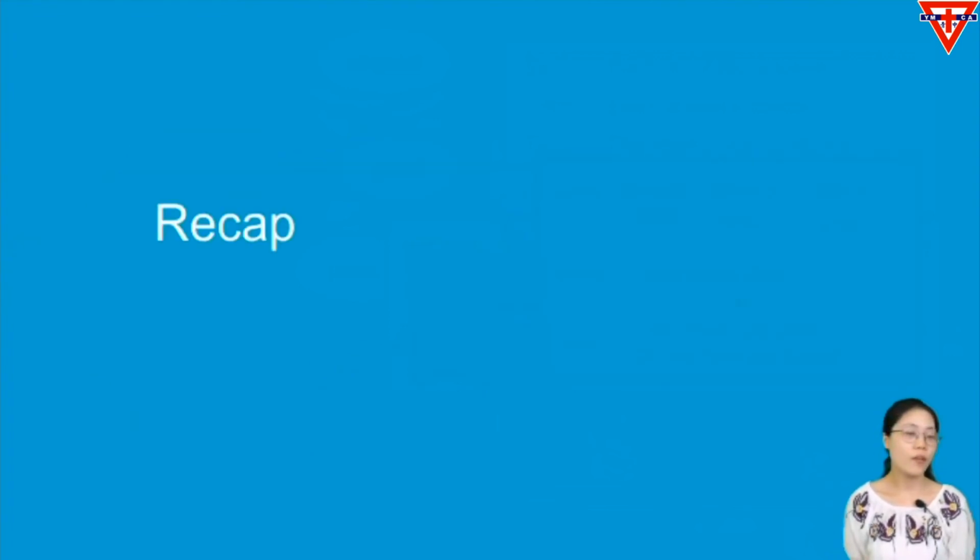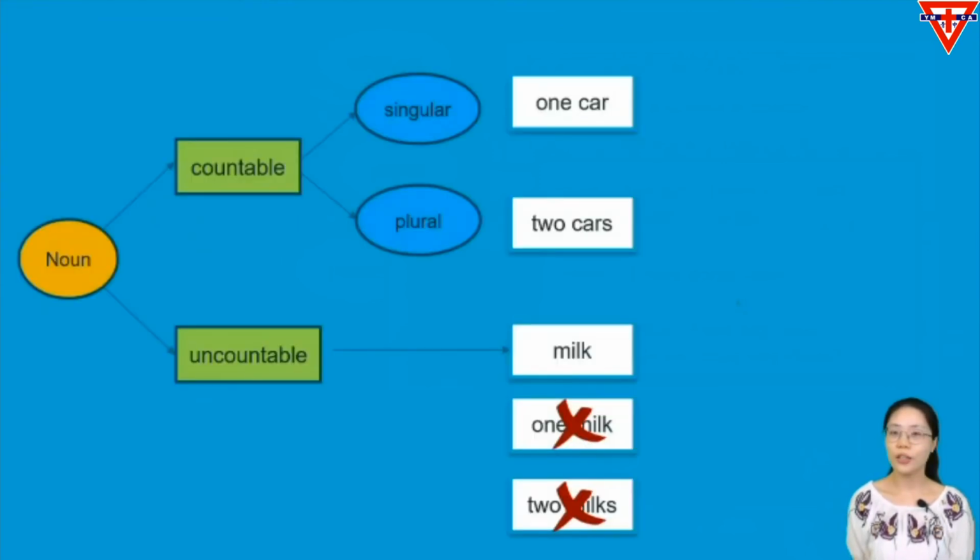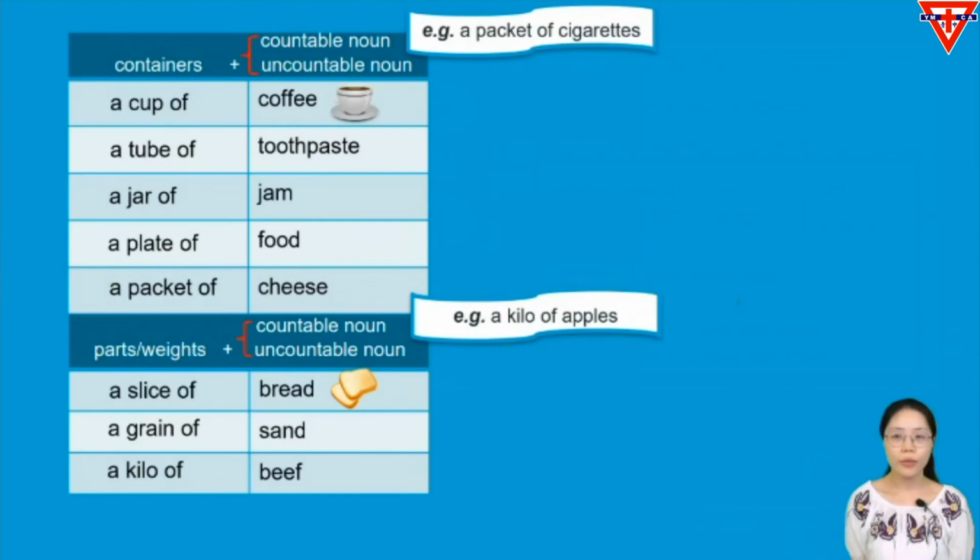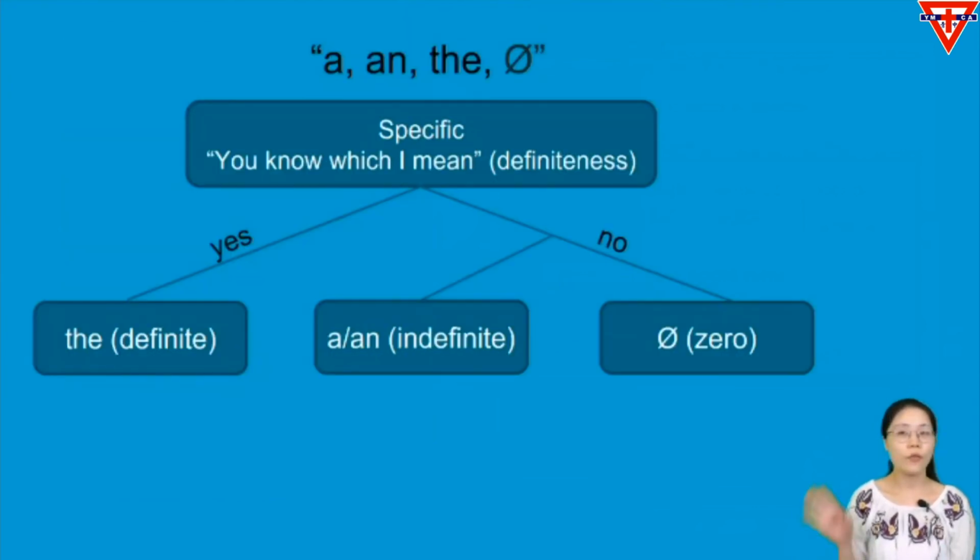Let's recap what we have learned so far. In English, we have countable nouns and uncountable nouns. Countable nouns have singular and plural forms, while uncountable nouns cannot be counted and we only use them in a singular form. To count uncountable nouns, we use quantifiers. Uncountable nouns usually come in containers, parts, or weights. Of course, these containers, parts, and weights can also be used with countable nouns. There are 4 articles in English: a, an, the, and 0 article. Which one to use depends on whether the noun is specific or not.